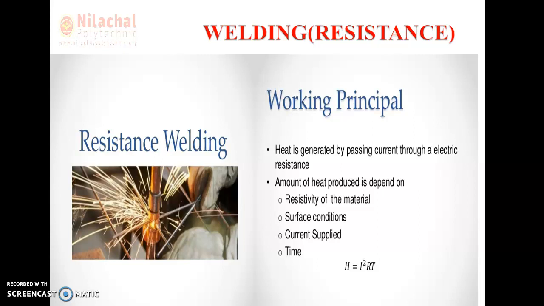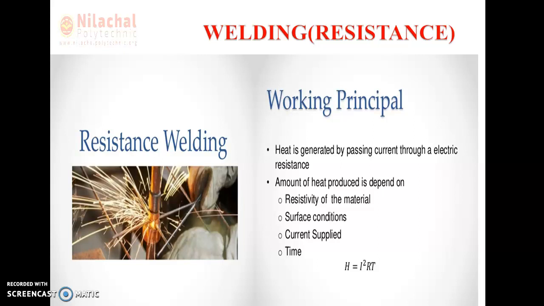You can see by using this slide, I made you understand. Here it is written that H equals I squared RT. What does it mean? There are two main factors responsible for resistance welding. Number one, the generation of heat at the place where two pieces are to be joined. Number two, the application of pressure at the place where a weld joint is to be formed.